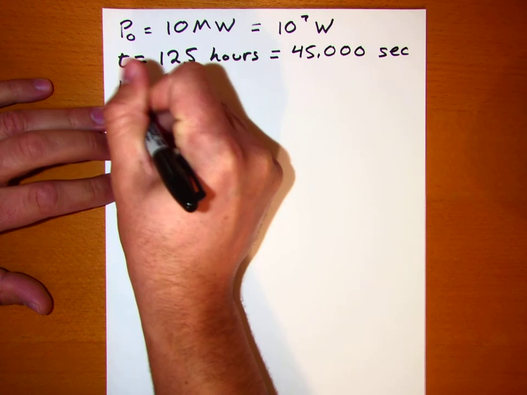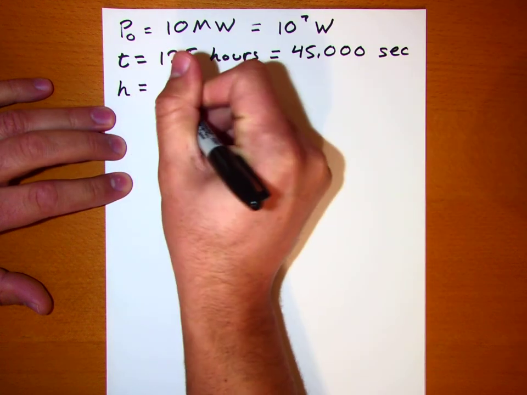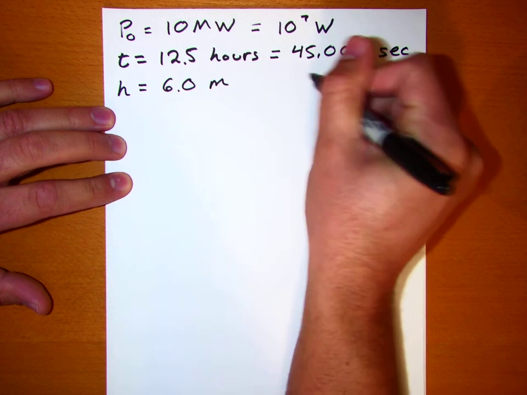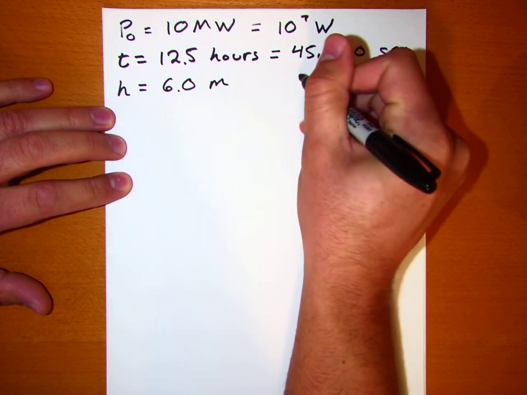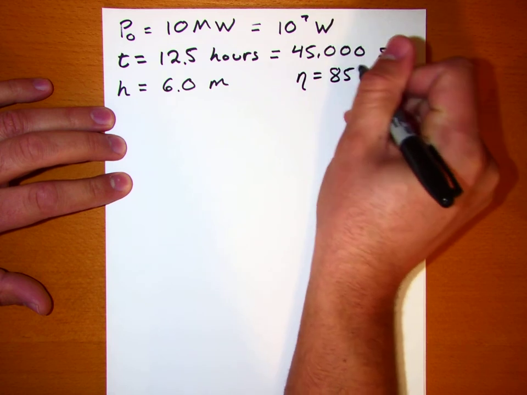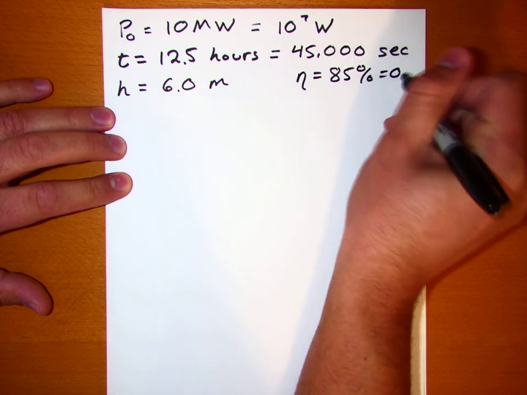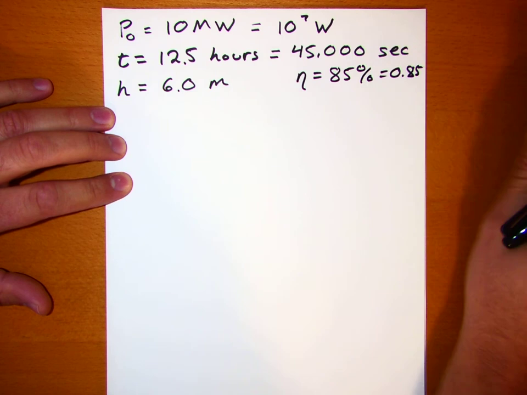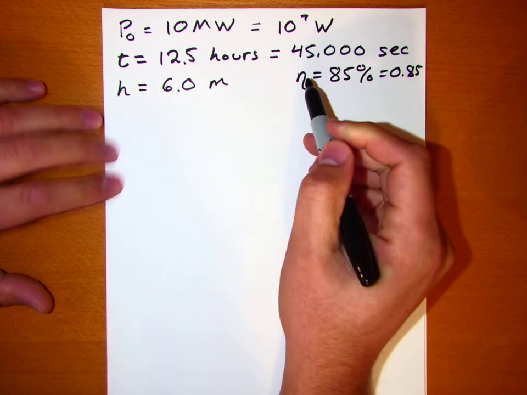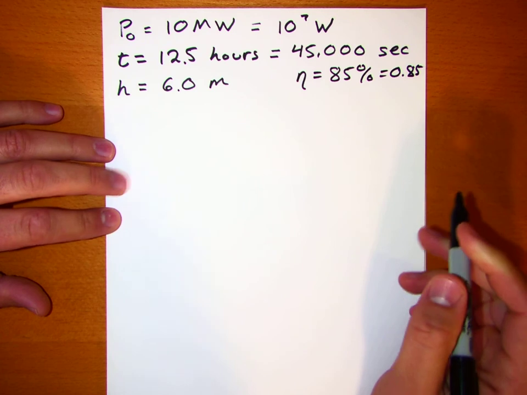The dam, which we'll call H, the dam height is 6 meters high. And the efficiency of this facility, eta, is equal to 85%, or just 0.85. Eta is a Greek letter commonly used for efficiency.